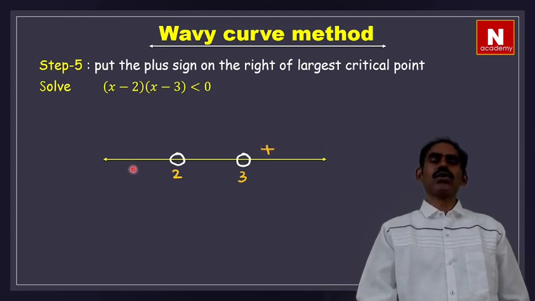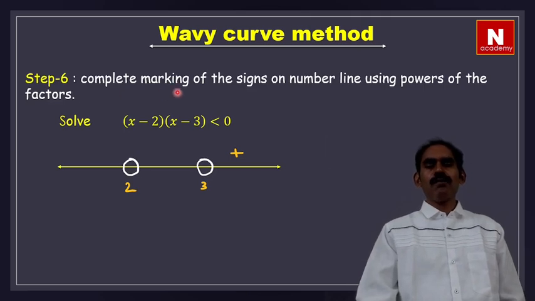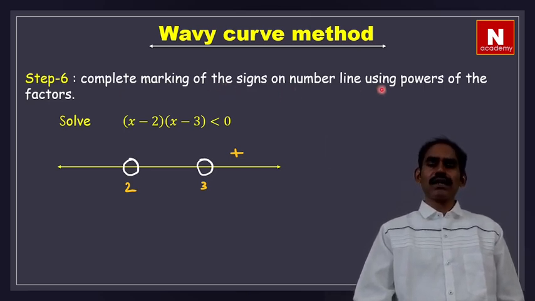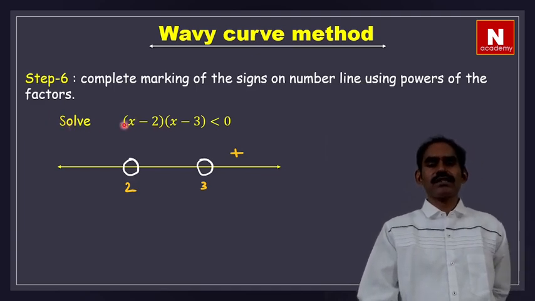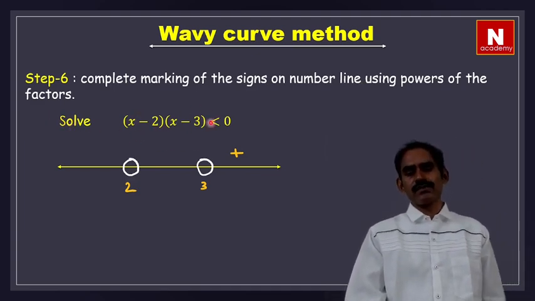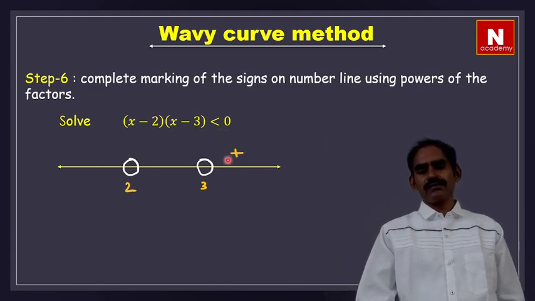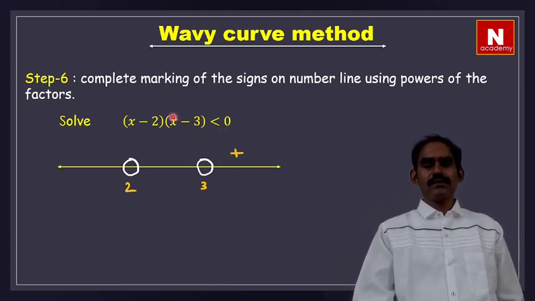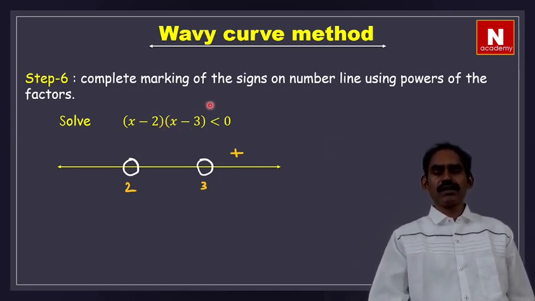And next, go to step 6. Observe this, step number 6: complete marking the signs on the number line using the powers of the factors. Here observe, these are the factors, x minus 2 and x minus 3, less than 0. In step 5, you have written plus here. After that, see what the powers of these factors are. The power of x minus 3 is 1, that is odd.